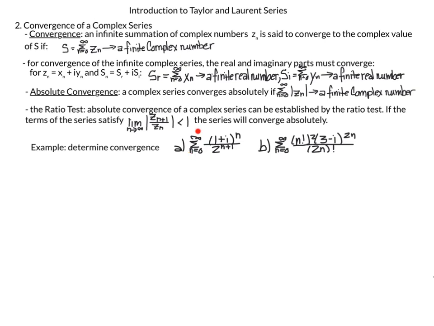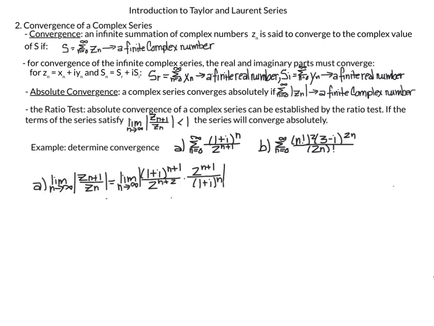The first one is the series n equals 0 to infinity, (1 plus i) to the n over 2 raised to the n plus 1. And the second example is n equals 0 to infinity, (n factorial) squared, (3 minus i) raised to the 2n, all over (2n) factorial. This one looks kind of complicated. We'll do the easy one first.